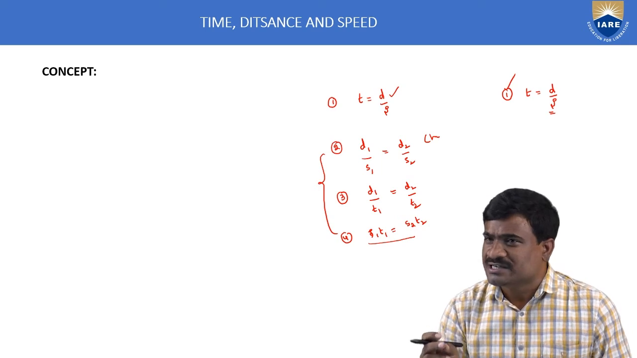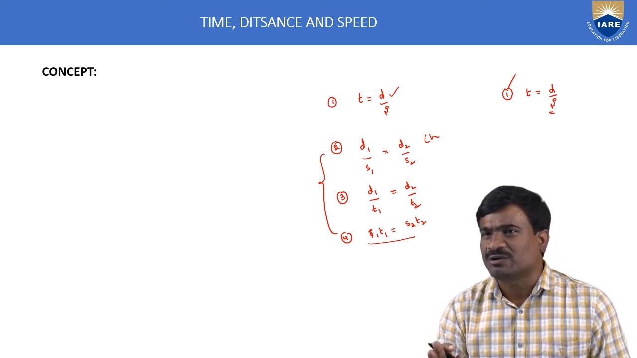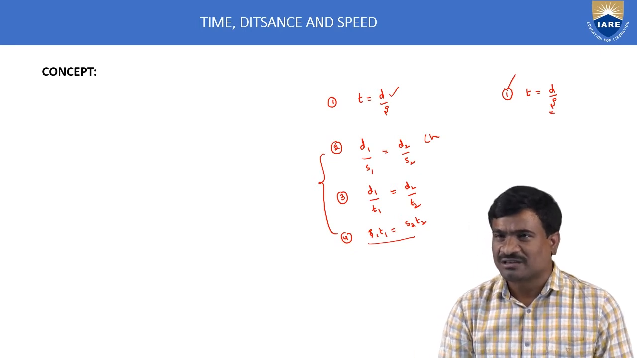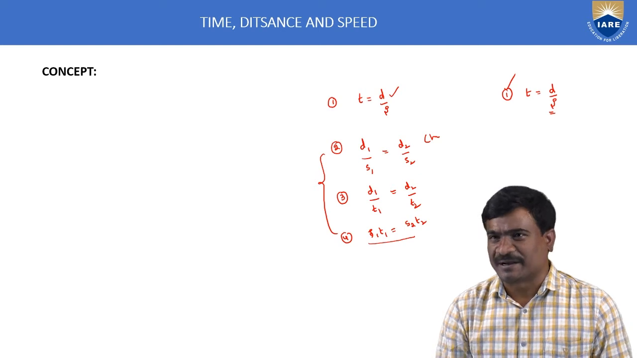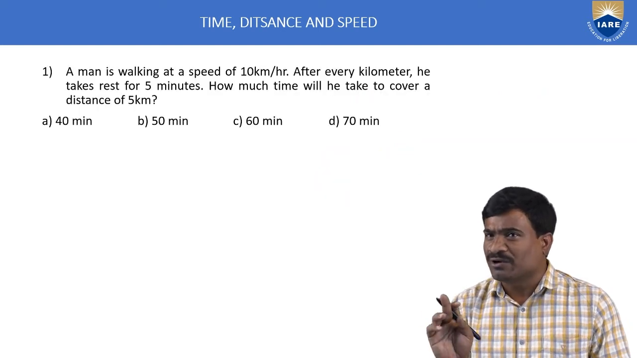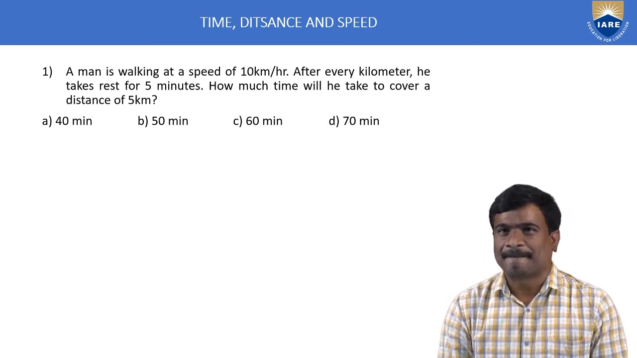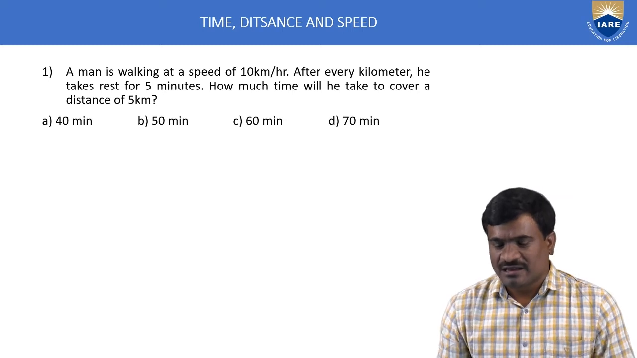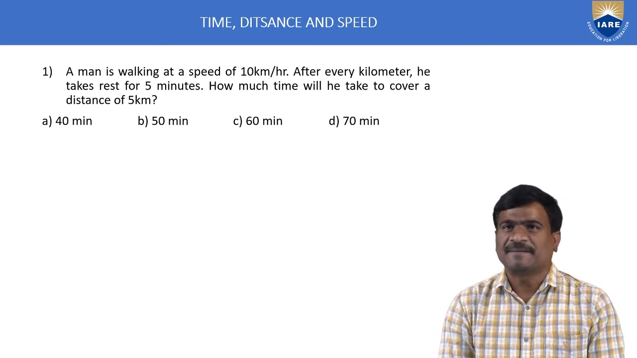But in the boat and stream topic, we calculate either the speed downstream or the speed upstream. These are the subtopics in time, distance and speed. In all the subtopics we use only one method: time is equal to distance by speed. Next, problems in time, distance and speed.